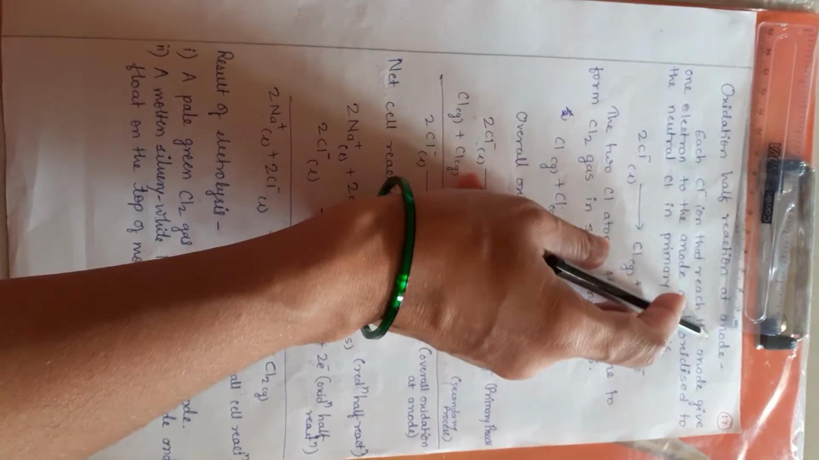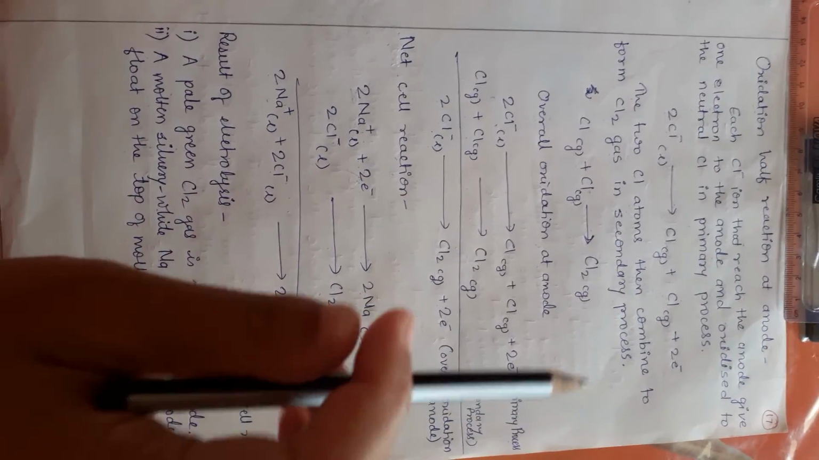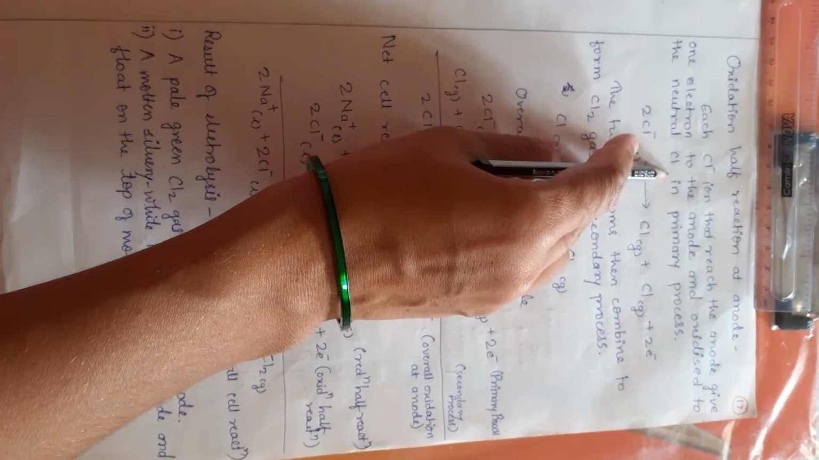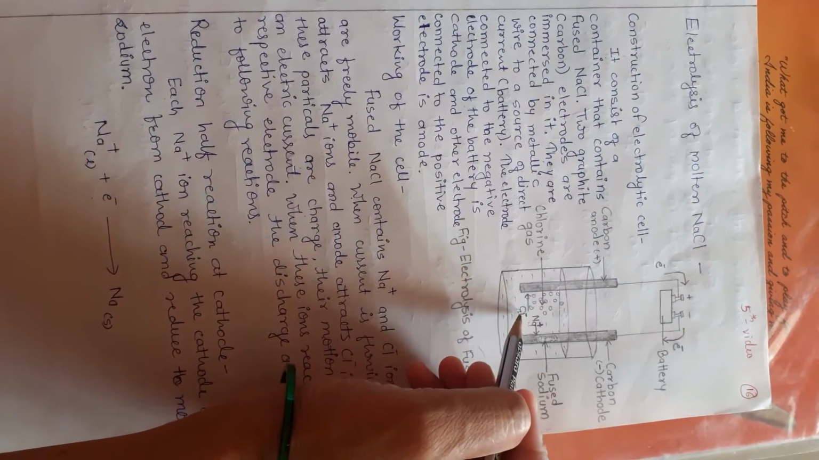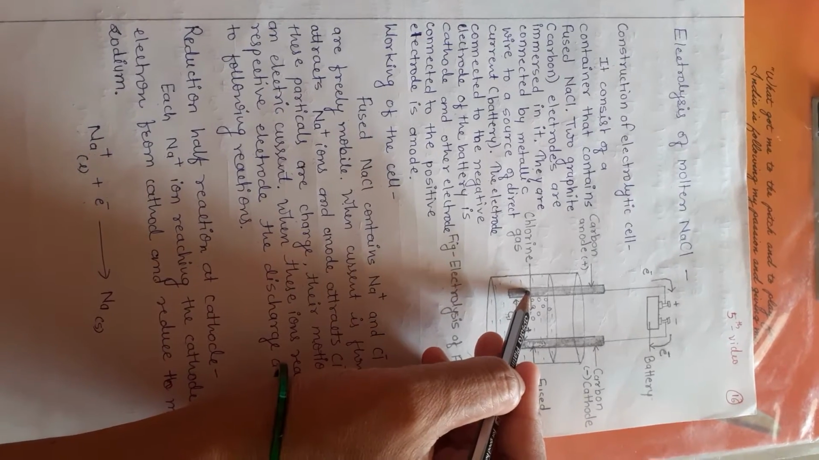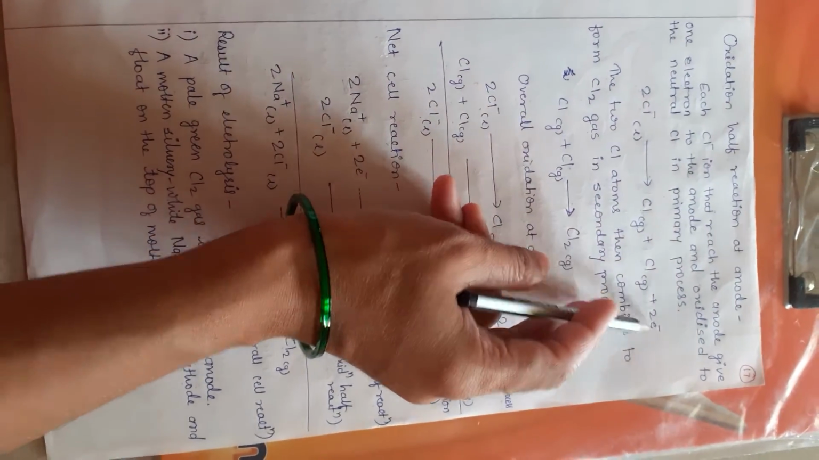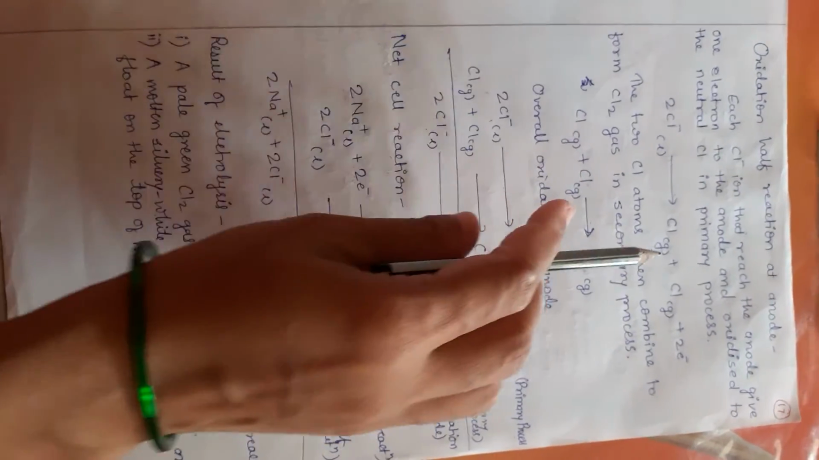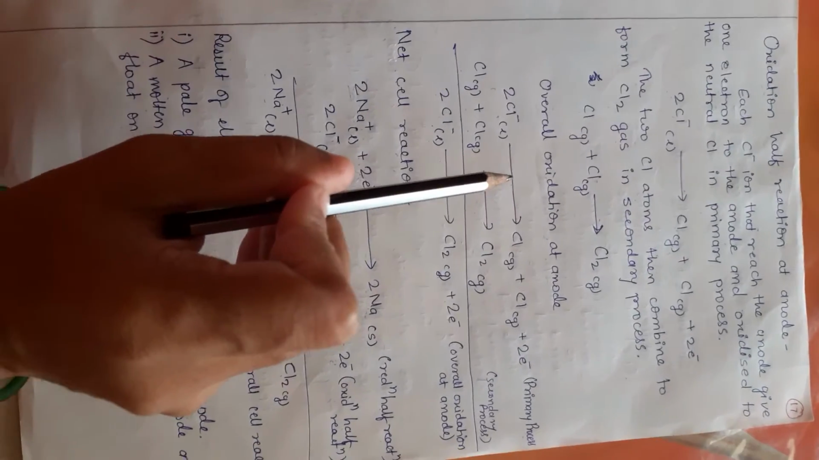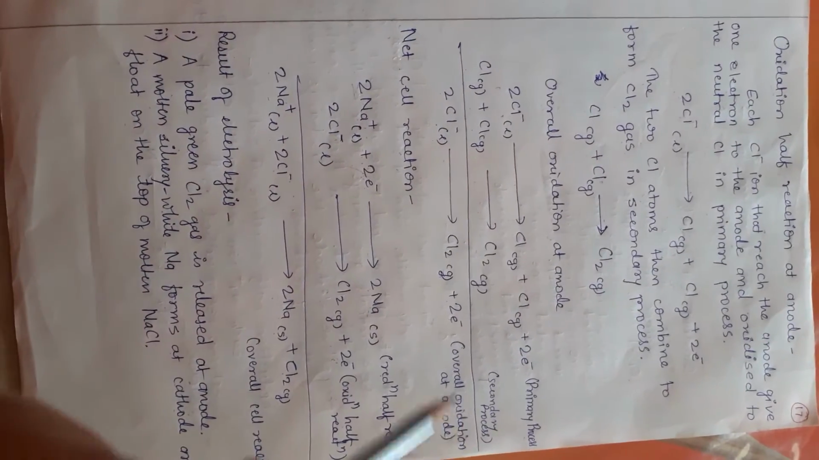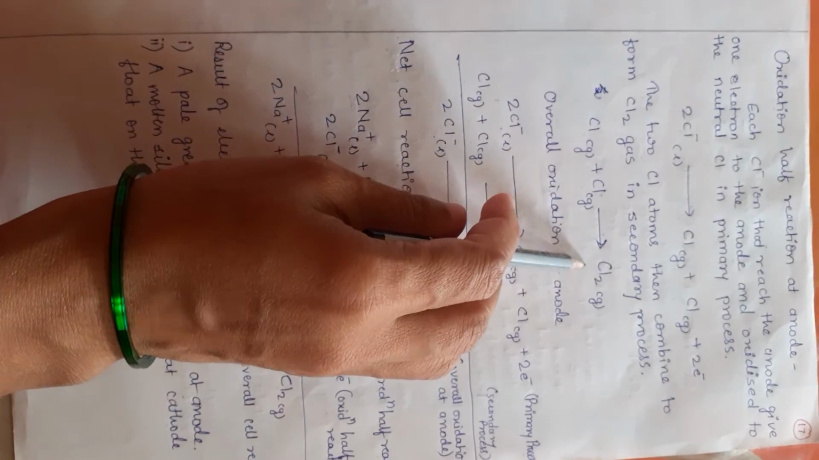Next is the oxidation half reaction at the anode. At the anode, each Cl negative ion that reaches the anode gives one electron to the anode and is oxidized to neutral Cl in the primary process. Twice Cl negative gives Cl atom plus Cl atom plus 2 electrons. In the secondary process, the two Cl atoms combine to form Cl2 gas: Cl plus Cl gives Cl2 gas.